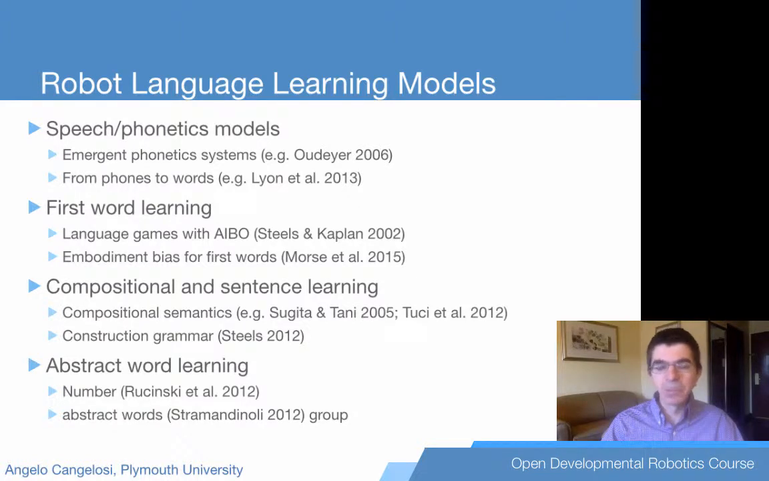And you will see examples, I briefly mentioned these examples developed by Marek Rucinski for number learning and embodiment, and Francesca Stramandinoli for the abstract word learning.